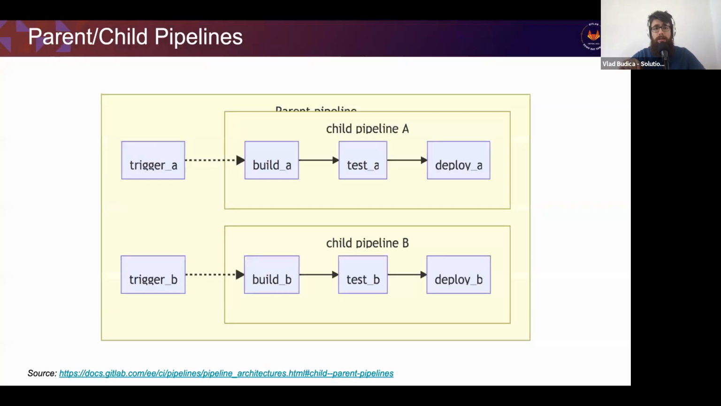Now, the next category is parent-child pipelines. In general, we do have a parent pipeline, part of a project, and then for some reason, we need to trigger a pipeline in another project. And this can be for multiple reasons. We need to build a dependency, or we need to deploy an application, or anything in between, right?